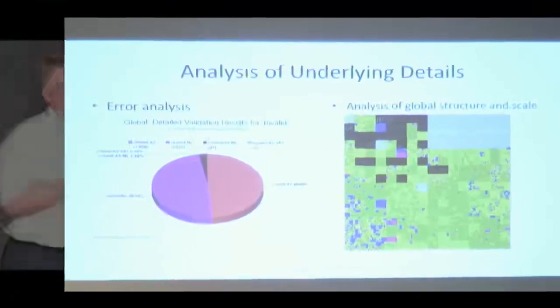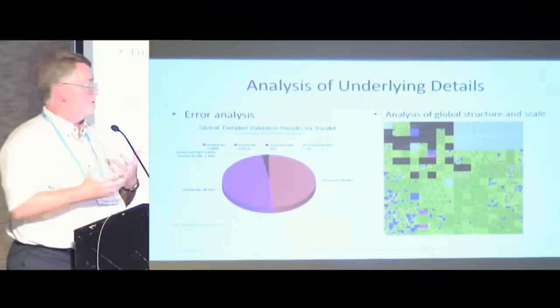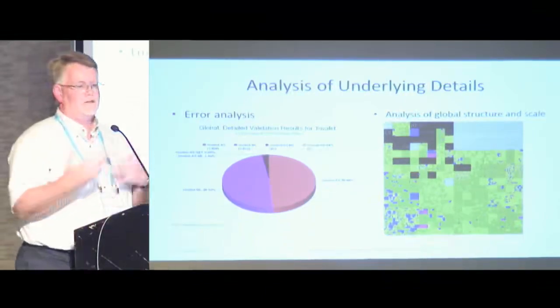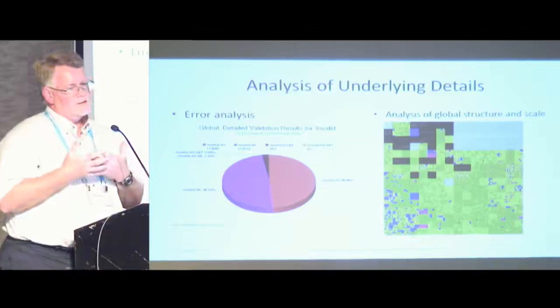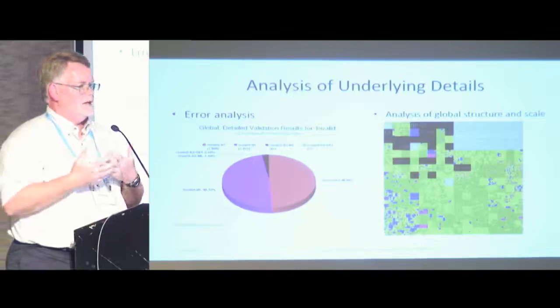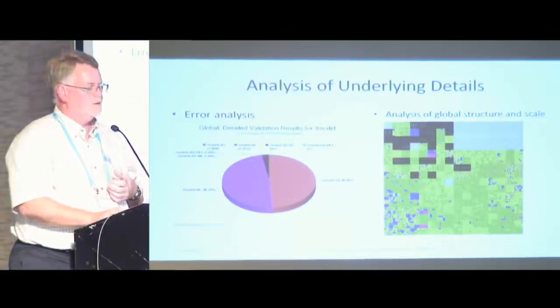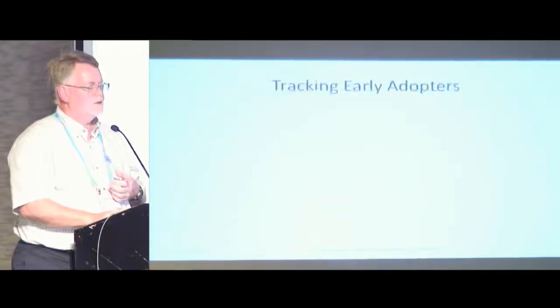We also produce things like heat maps of the depth of the RPKI certificate tree. Sorry, I left the key off, but if you go to the site, you'll find the key, of characterizing the global IPv4 space in terms of the maturity and the depth of the RPKI certificates in those different regions and address space.